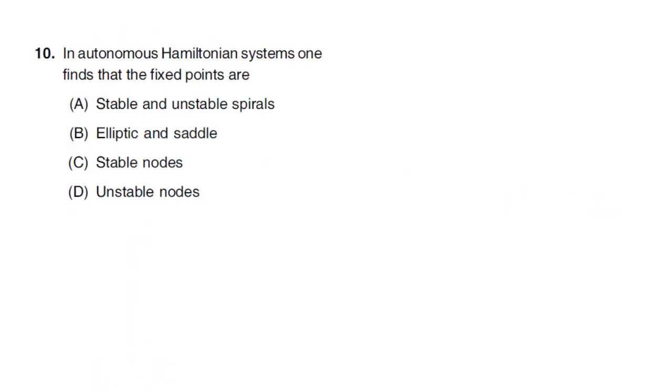In autonomous Hamiltonian systems, one finds that the fixed points are. So, direct question, fixed points are elliptic and saddle points.